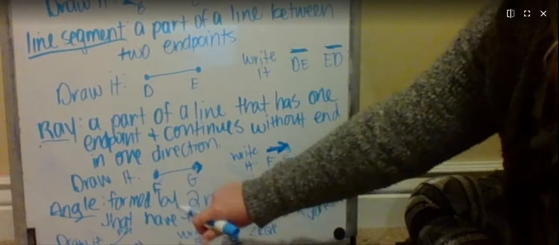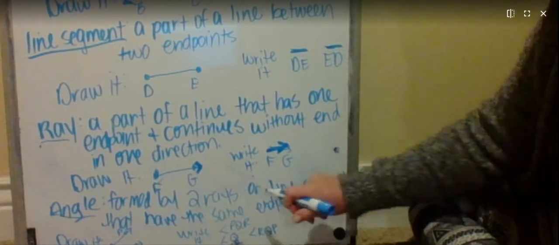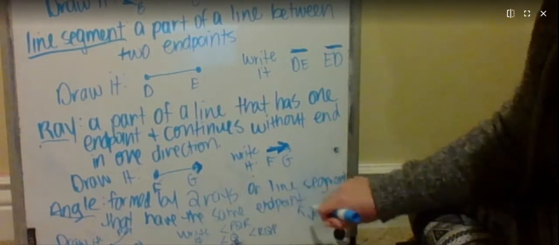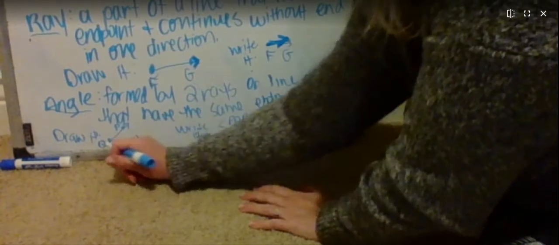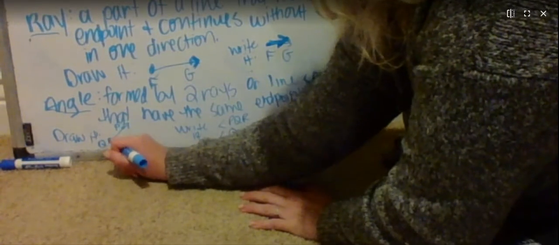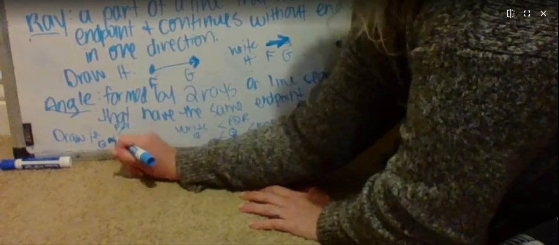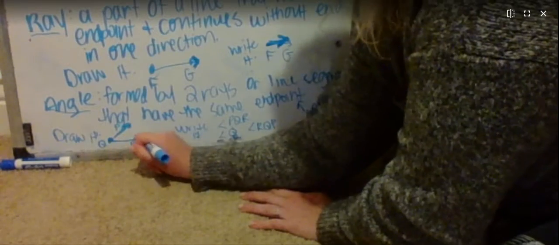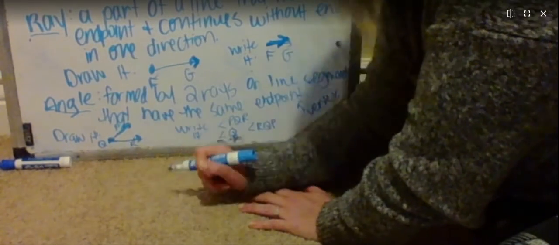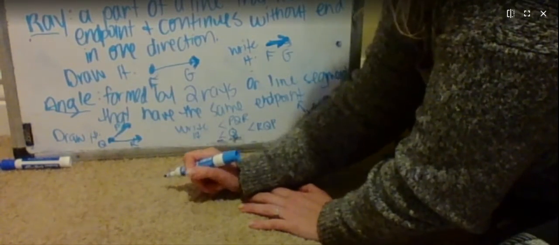And then an angle is formed by 2 rays or line segments that have the same endpoint. I drew it very tiny down here, but here's my endpoint, which is called the vertex. When 2 rays meet at one point, that is called the vertex. Now, you should have learned that in 3rd grade.